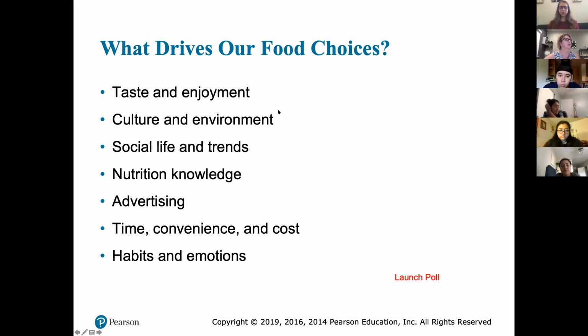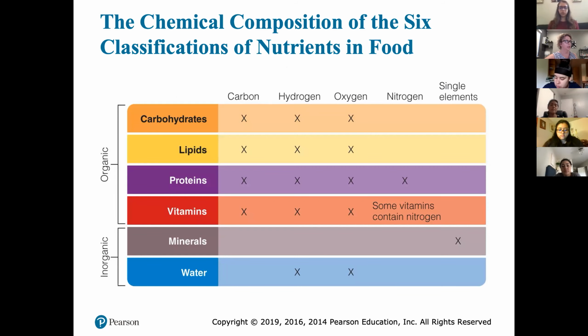Okay, so let me move my poll. There we go. Now I'm going to click back in here. Now, the other thing that was a big topic inside of the chapter was it talked about the 6 major classifications of nutrients. 6. So when you see a question on the exam, how many are there? There are 6. And these are them right here.